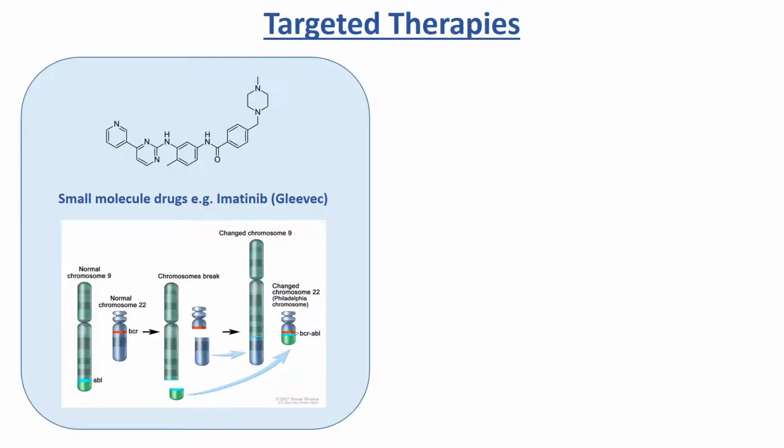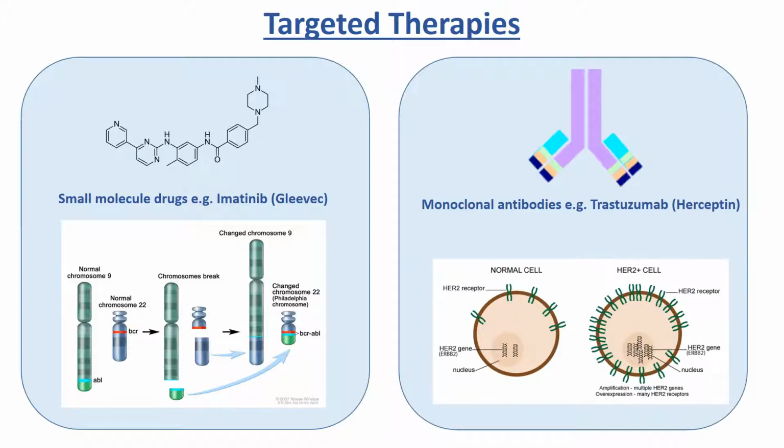Two targeted therapies that have revolutionised the treatment of cancer include the small molecule drug imatinib, which is used for the treatment of chronic myeloid leukemia, and monoclonal antibodies such as trastuzumab, which is also known as Herceptin, that targets overexpression and amplification of the HER2 gene. Trastuzumab is used as a treatment for breast cancer and gastric cancer.